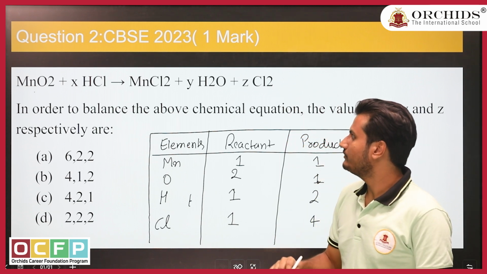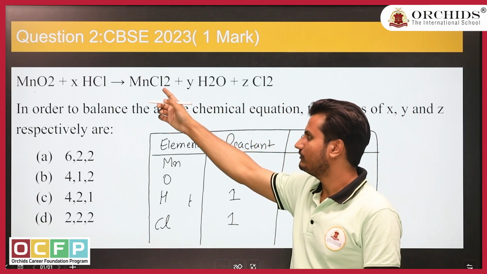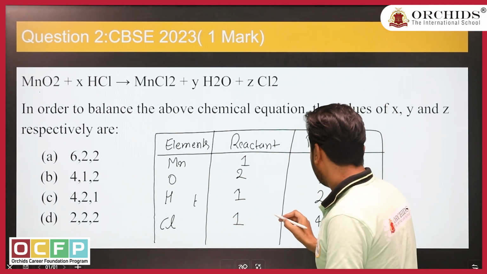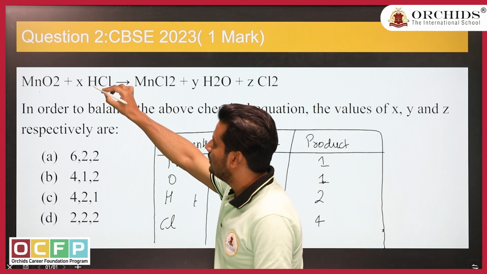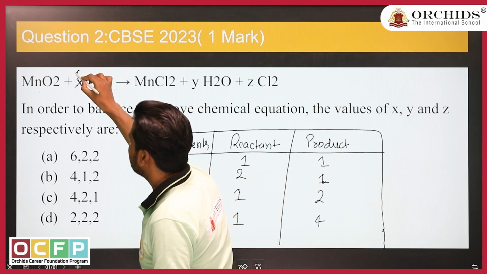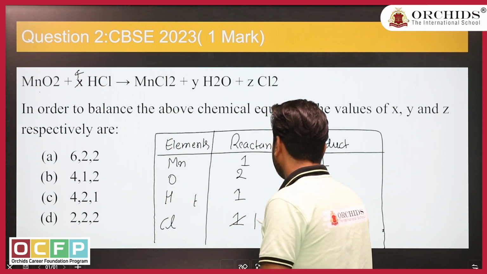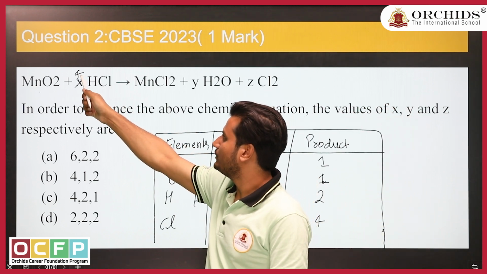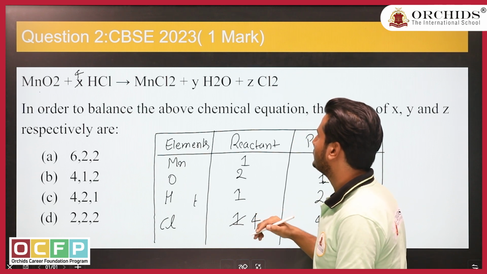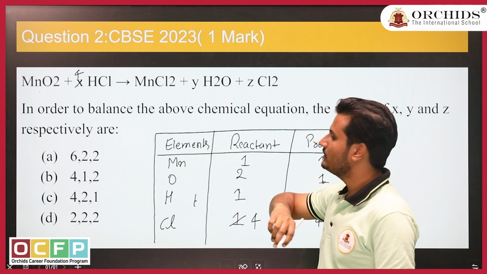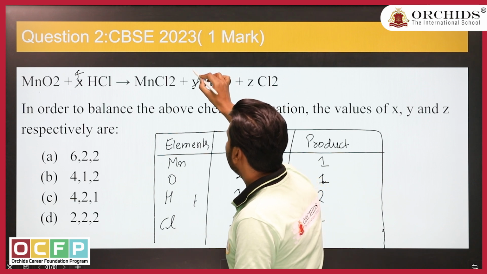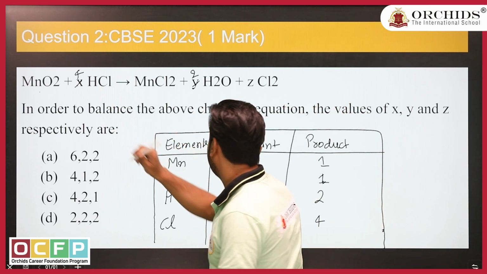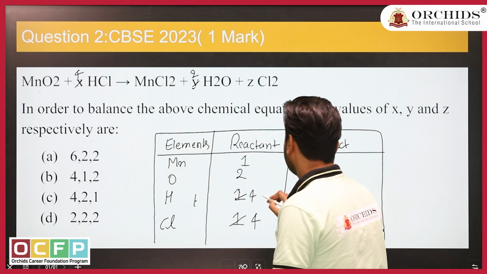Alright, first we will balance the chlorine. There are 4 atoms of chlorine on the product side, but only 1 on the reactant side. So to make it 4, we have to put the value of x as 4. Now, when we change x to 4, the hydrogen atoms become 4 on the reactant side. But on the product side there are only 2 atoms. So we will put the value of y as 2. Now hydrogen is balanced, 2 twos are 4, 4.